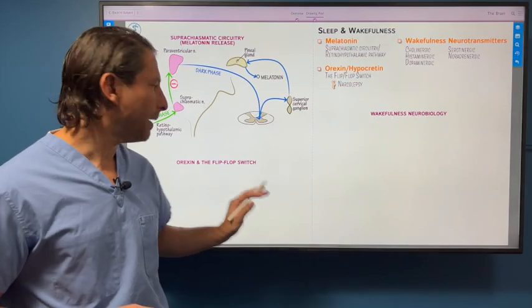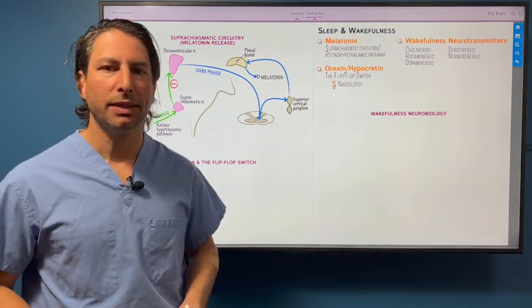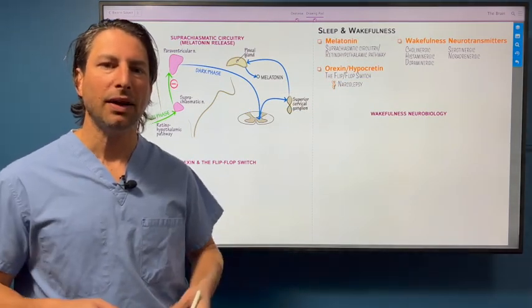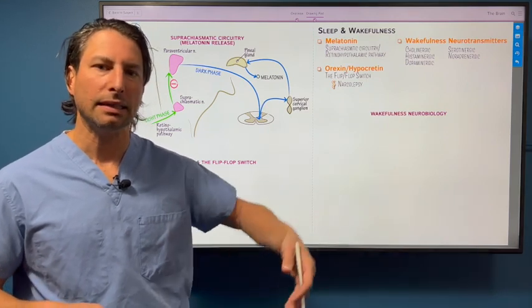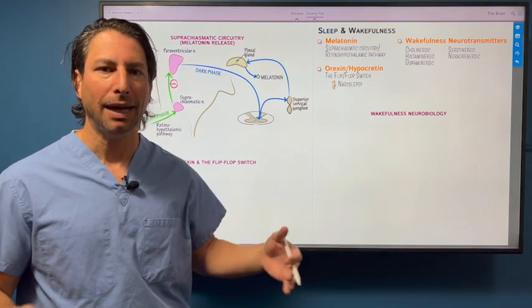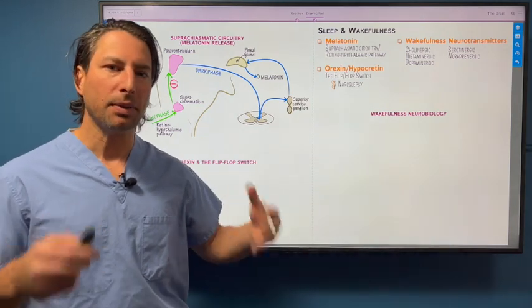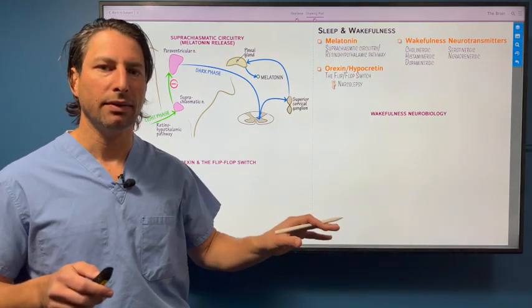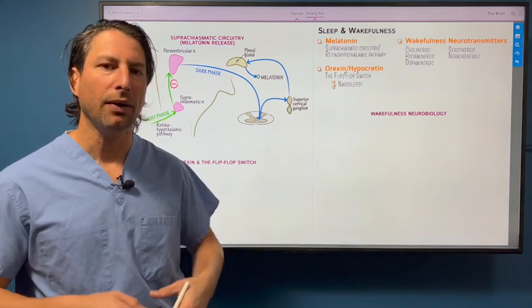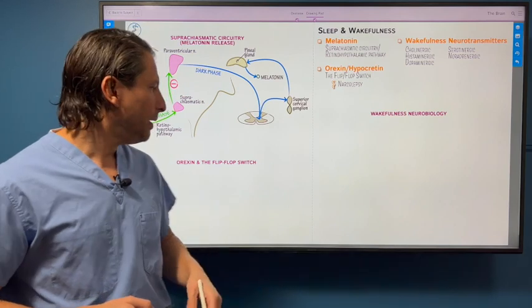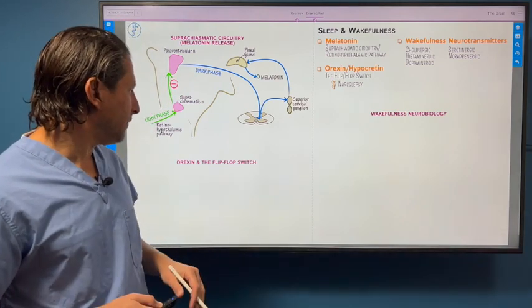So now let's talk about orexin and the flip-flop switch. This is a stabilizer of states. So sleep and wakefulness are two separate states, like the lights being on or off. They're binary. We want the person to be stabilized in one state or the other. When they're unable to be stabilized in either state, we call this narcolepsy. So orexin is really key for this.